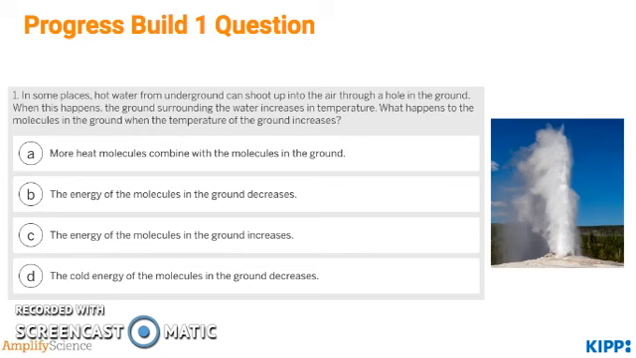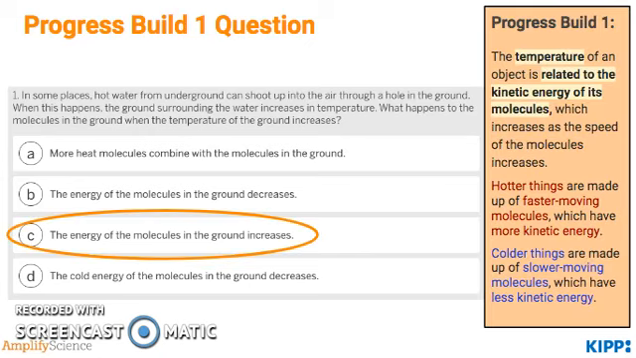Don't cheat. How'd you do? The correct answer is C. We know this from our progress build 1. Hotter things have faster moving molecules and contain more energy.